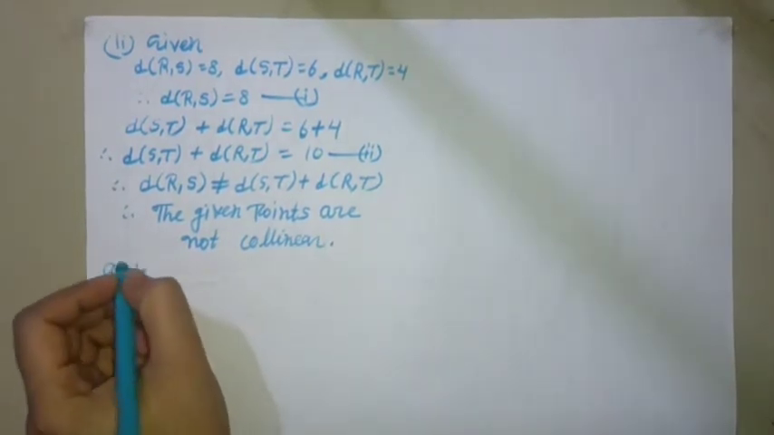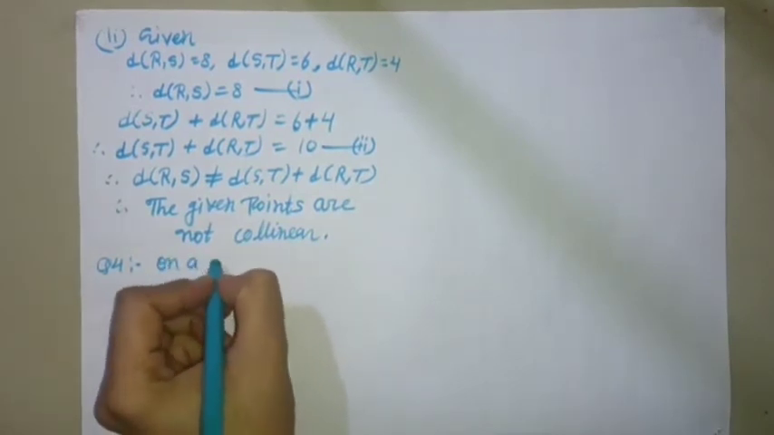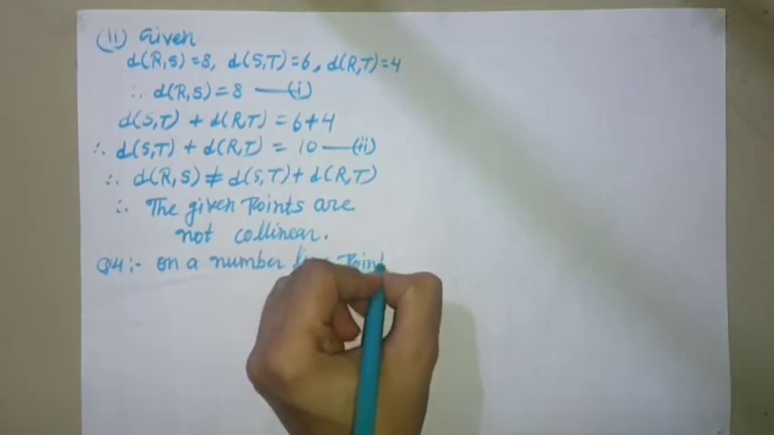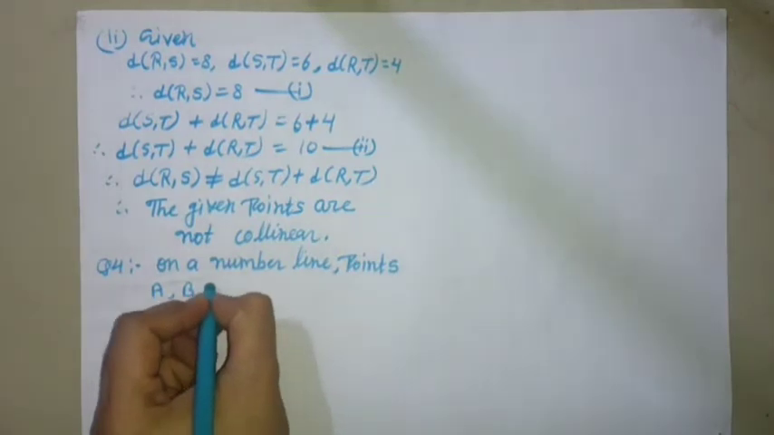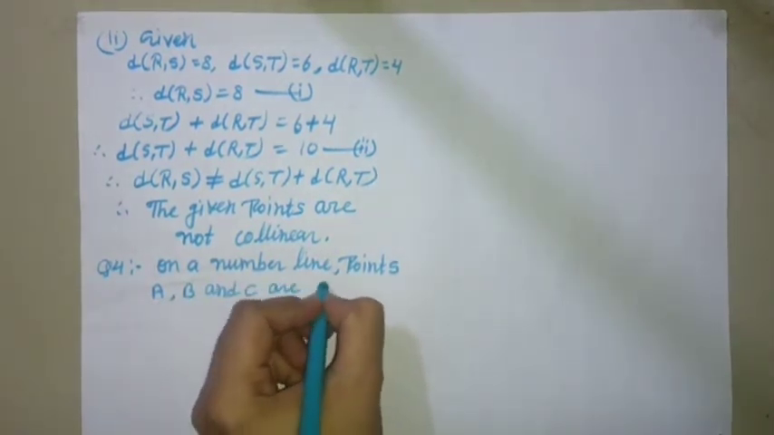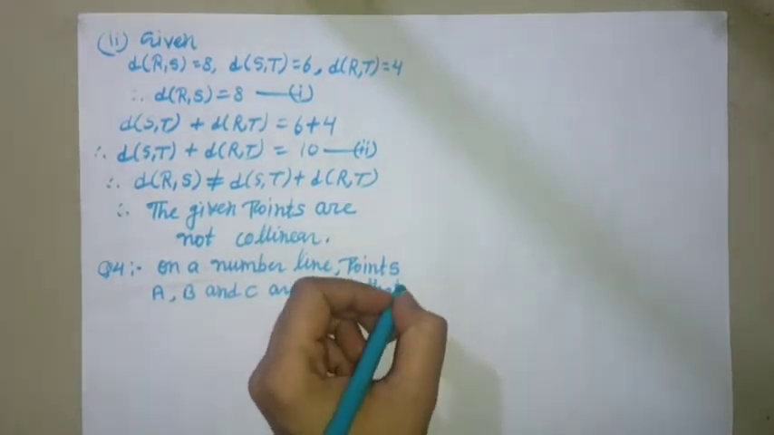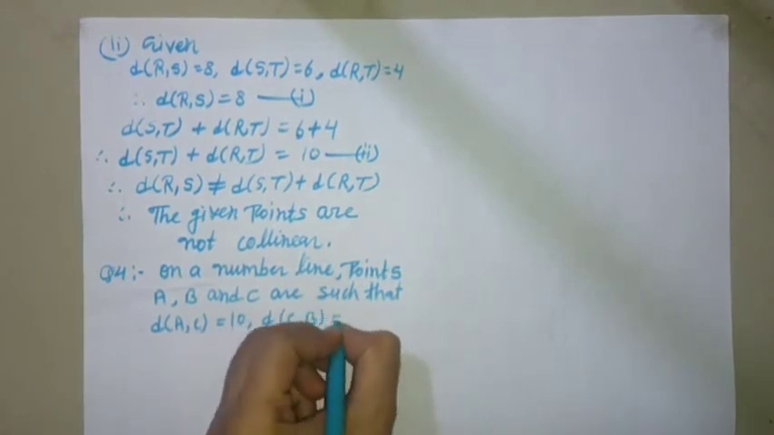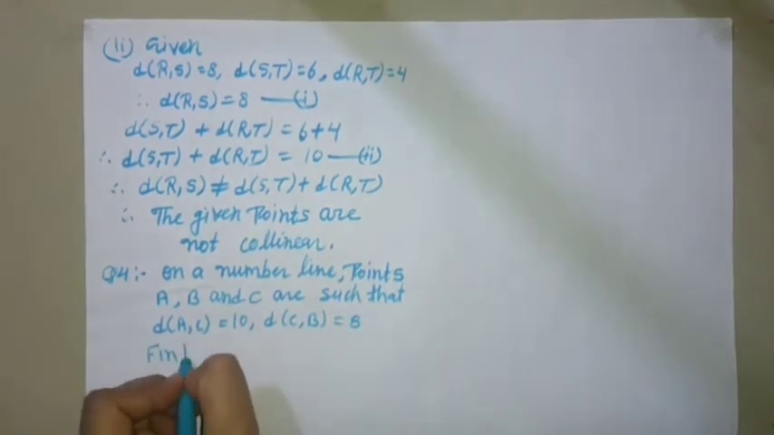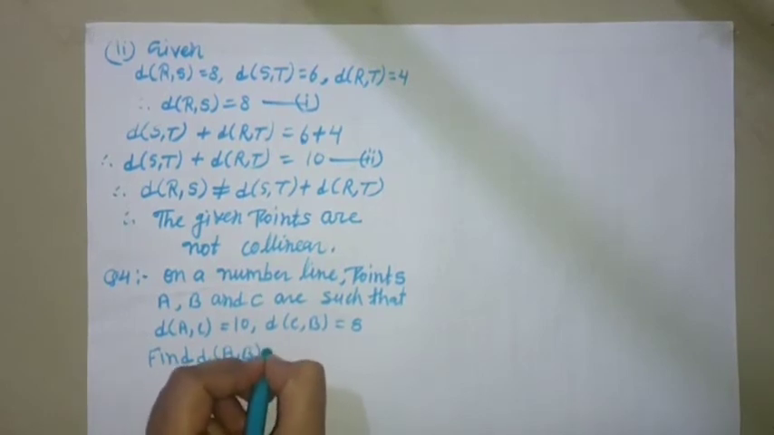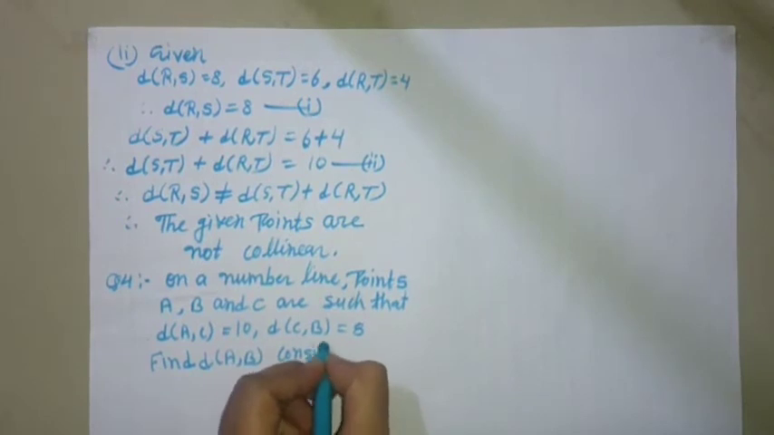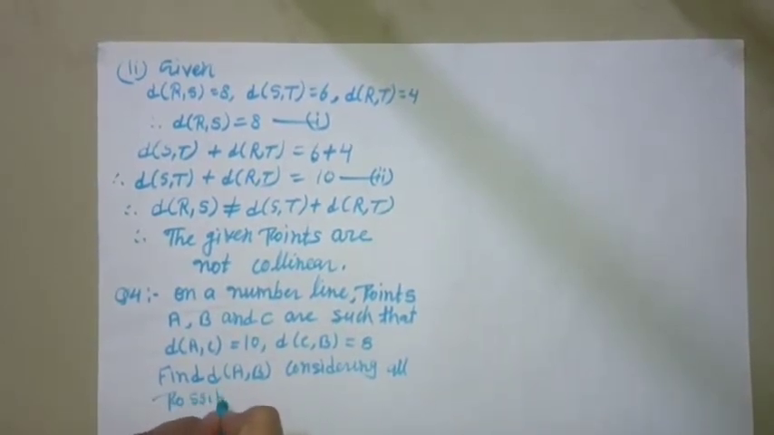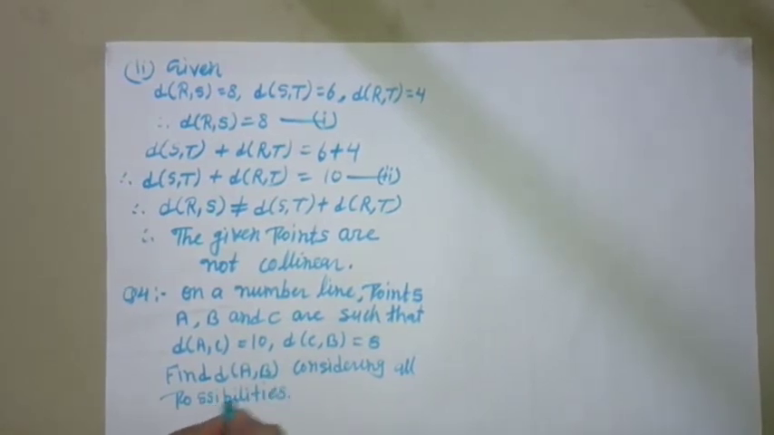Question number 4. On a number line, points A, B and C are such that distance of AC equal to 10, distance of CB equal to 8, find distance of AB, considering all possibilities.